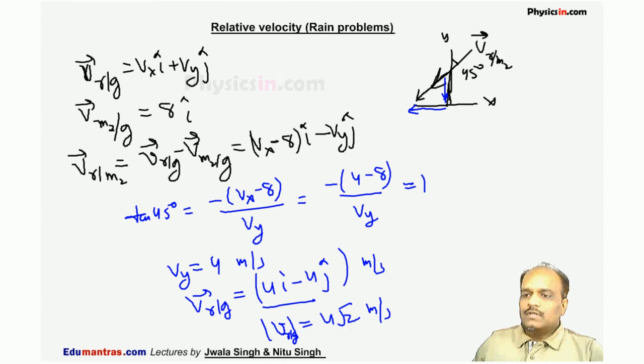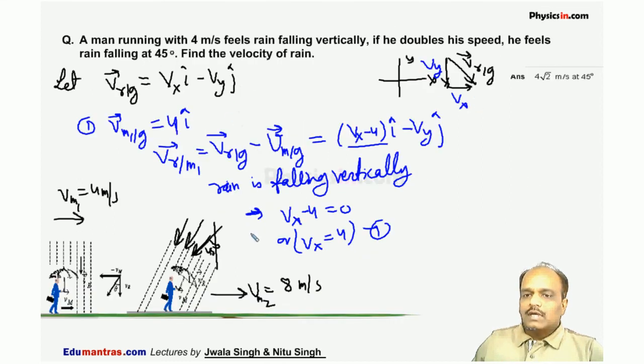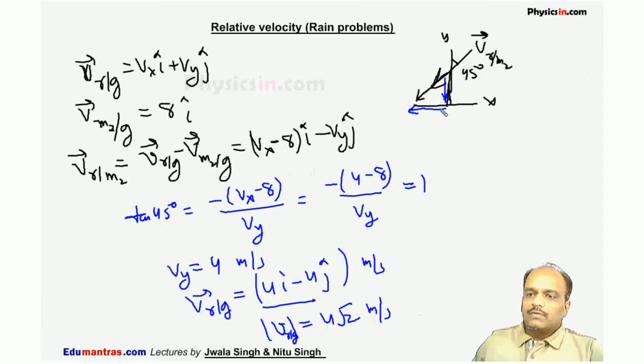The next question was we have to calculate the angle, and that angle is 45 degree. Now we know the horizontal component and vertical component of the rain. Horizontal component of the rain is 4 and the vertical component is minus 4. So this angle is 45 degrees. So rain will actually be falling like this. This is the actual velocity of the rain with respect to ground.